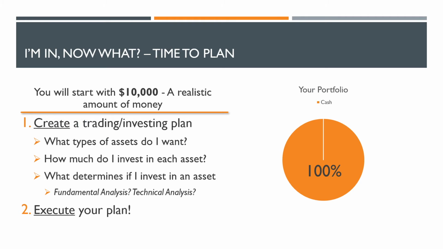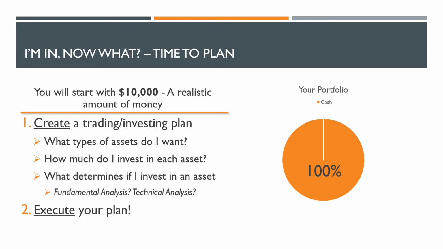So, you get into the stock simulation, the game has started. What do you do? First thing you want to do is probably try and make an investing plan. You're going to start off with $10,000, which is a realistic amount of money. And that trading or investing plan is really just going to consist of what you've learned or what you want to try as a trader or an investor. Typically, the plan can be broken down pretty simply.